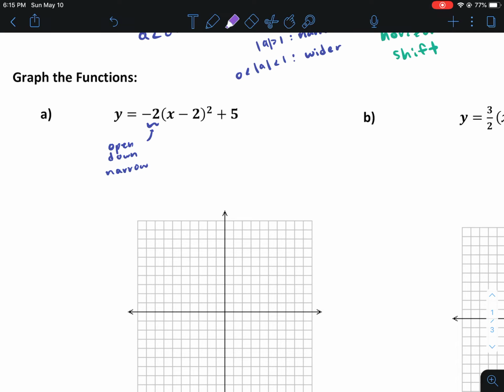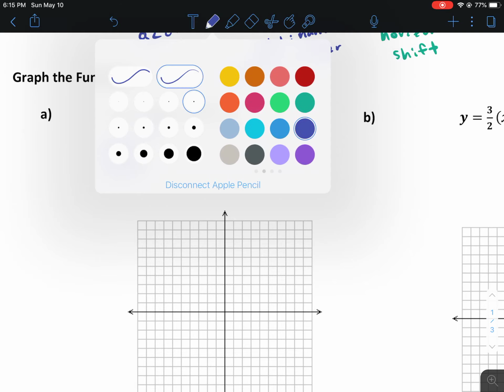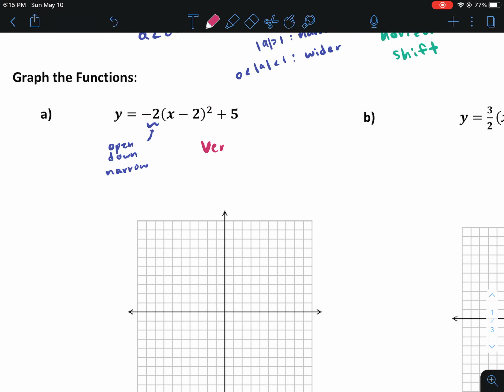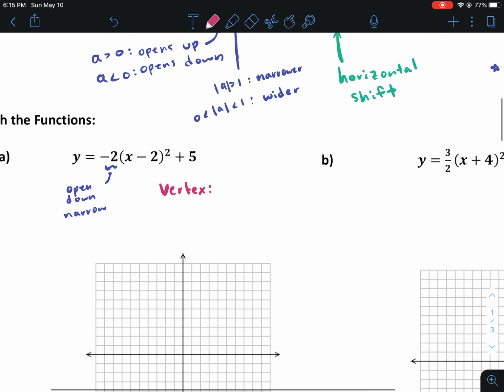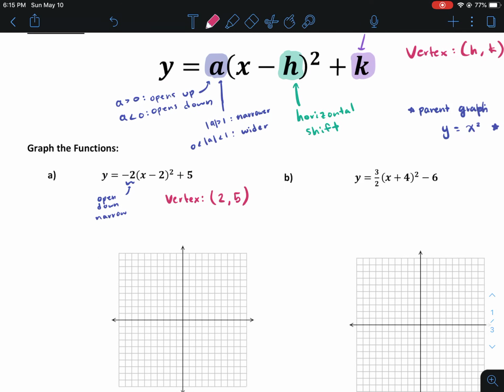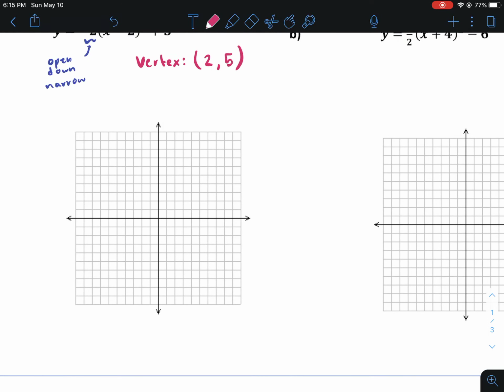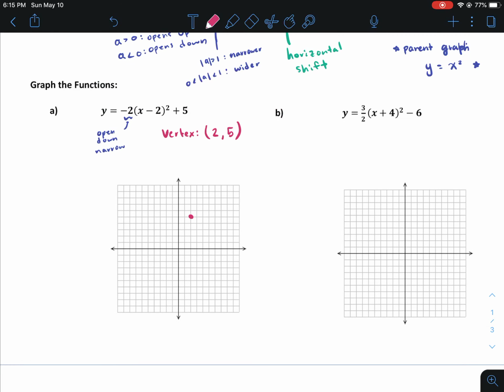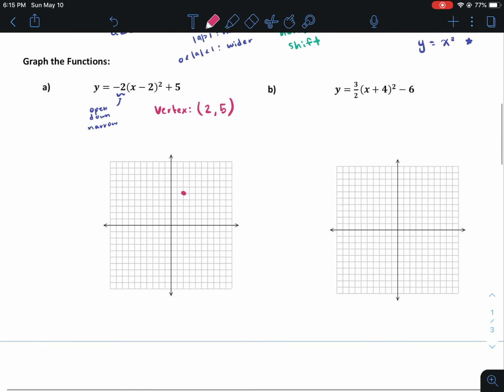And then my vertex is going to be at h comma k, or x. So if it's x minus h, x minus 2, my vertex is at an x coordinate of positive 2, and the plus 5 is a vertical shift upwards, right? So we know that the vertex of this graph is going to be at 2, 5, right here. And we know it opens downward, right?